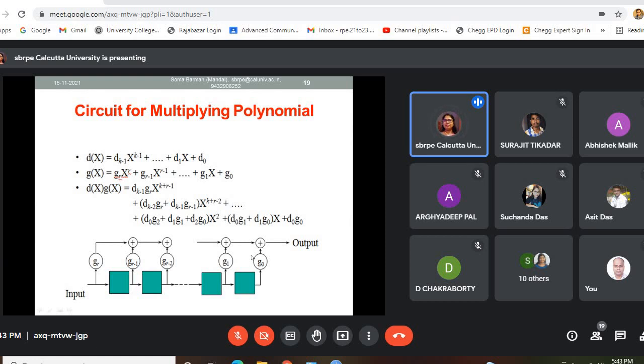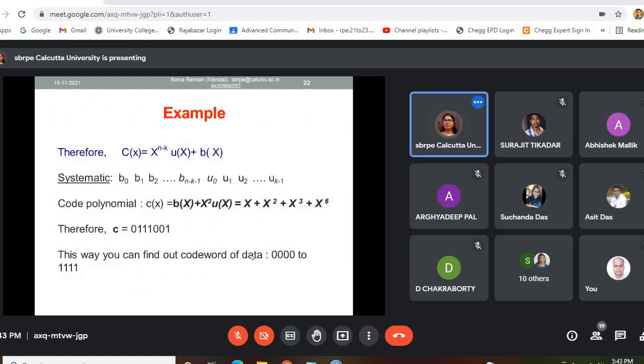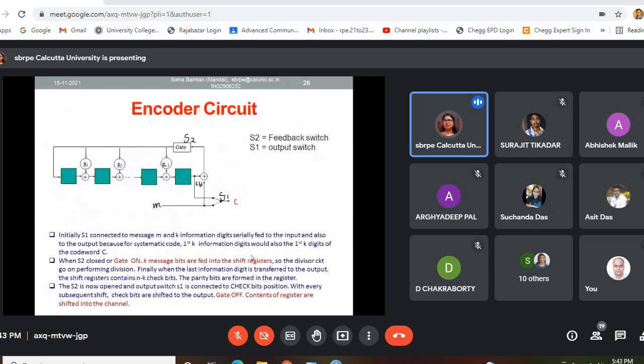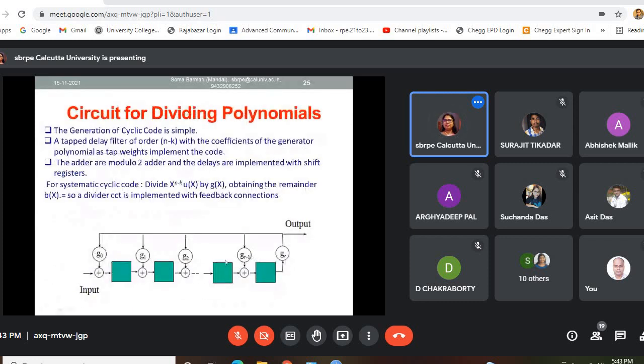But for the systematic case, this is a division, and the division is performed by feedback. This is the division. The generation of the cyclic code is simple.